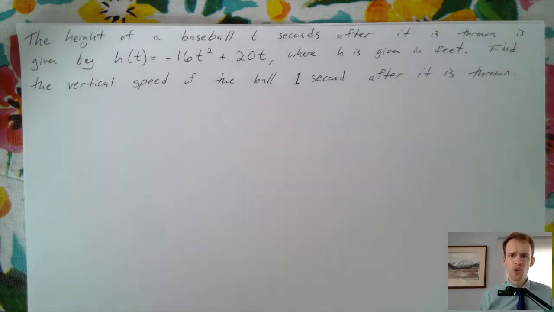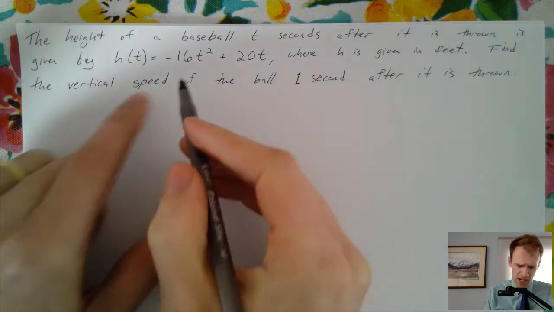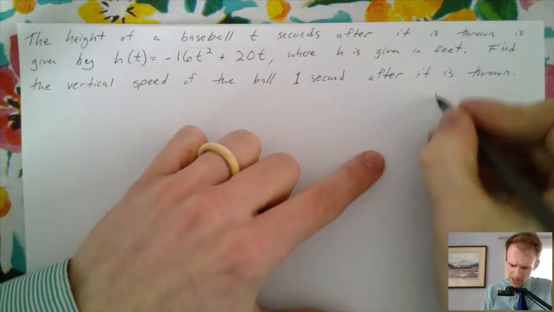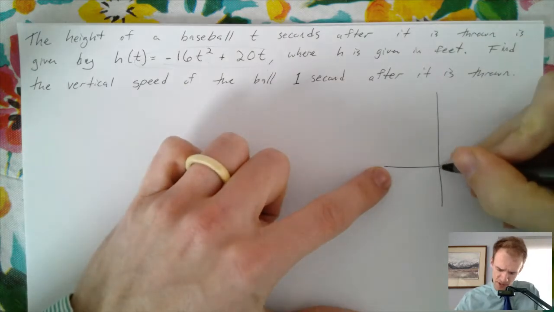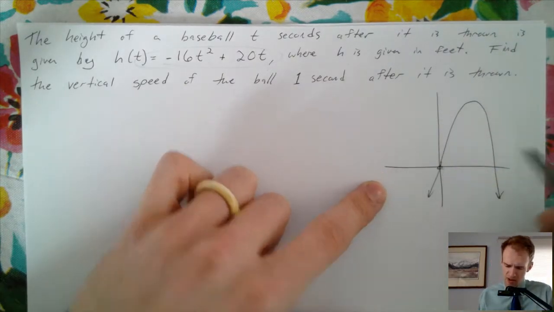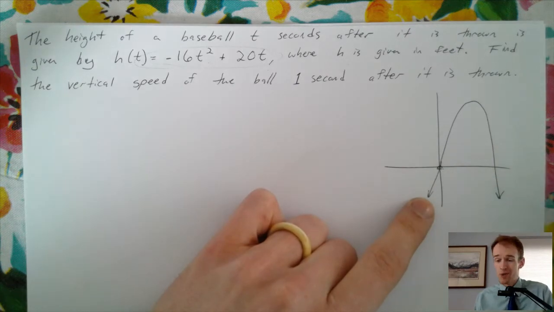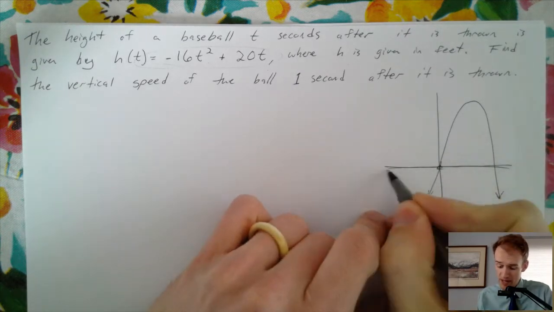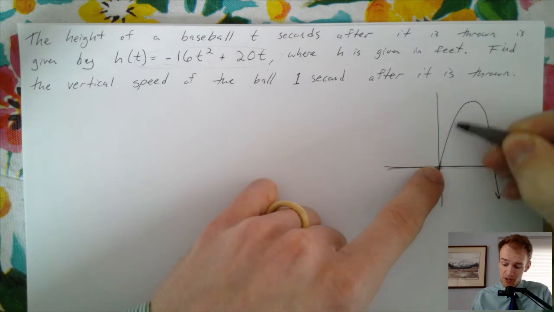So first let's get an idea of the situation. If you graph this, it looks something like this. You get a downward facing parabola. Here's 0. Obviously the ball doesn't go under the ground. We're going to assume that this is 0 height. It's thrown from the ground. It goes up and then it comes down.